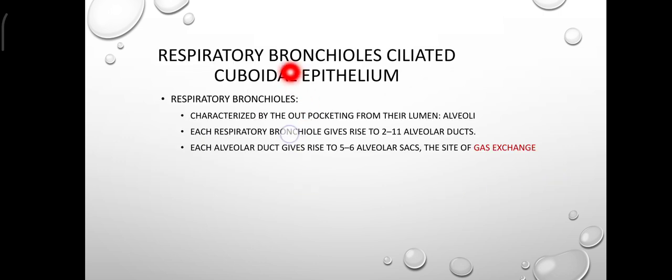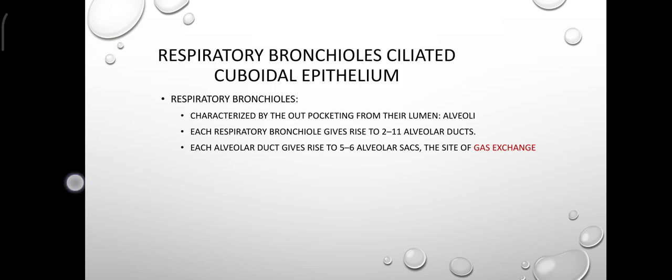Then respiratory bronchioles. Respiratory bronchioles, as we have already discussed, are a part of the respiratory zone where gaseous exchange occurs. Respiratory bronchioles ultimately form the alveolar duct and it ends at the level of alveoli. Alveoli is the site of gaseous exchange where carbon dioxide moves out of the body and oxygen moves into the body. This gaseous exchange happens at the level of alveoli, respiratory bronchioles and alveolar duct.